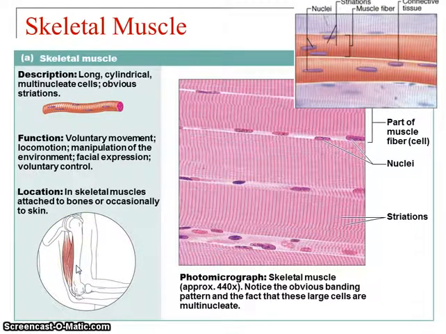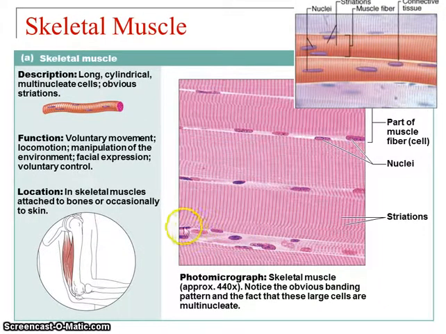This is the only type that's voluntary. So what that means is that you can control it. When you want to flex your arm, extend your arm, skeletal muscles. And from one side of the muscle to the other, you've got individual parallel cells. So when you look at them under the microscope, cell 1, cell 2, cell 3, they'll all be going in the same direction. So these cells are very long and run parallel to each other.